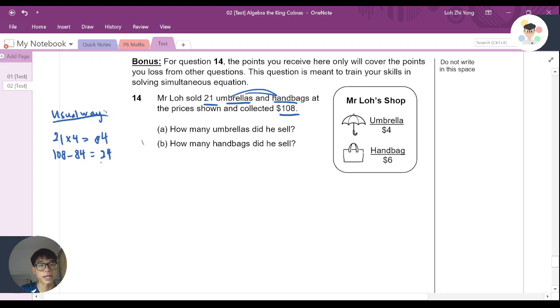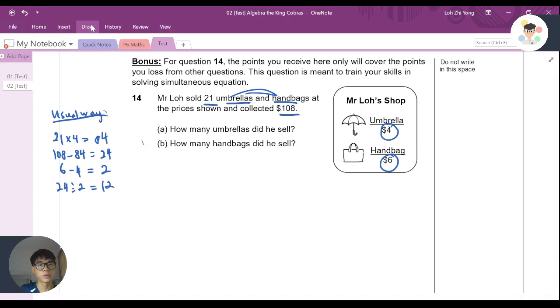But why is there an extra $24? It is because of the price difference here. One is 4, one is 6. So I need to minus here first. 6 minus 4 is equal to 2. And once I have 24, and 2, which is the difference, then I just divide 24 by 2, and the answer is 12.